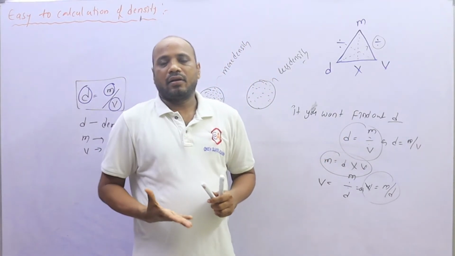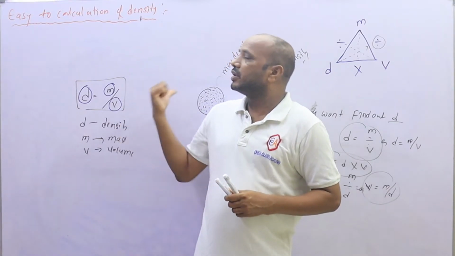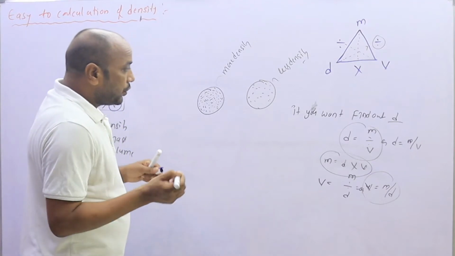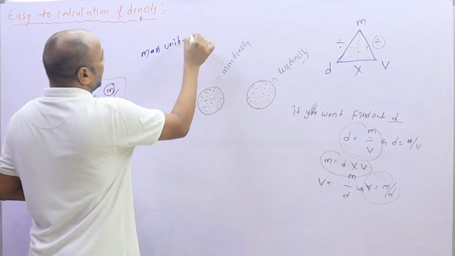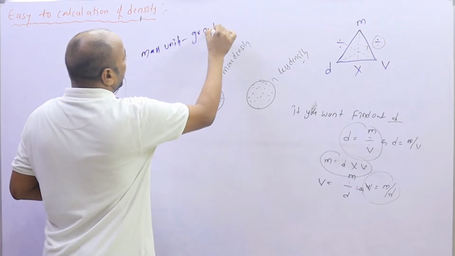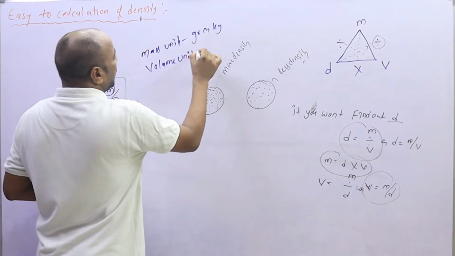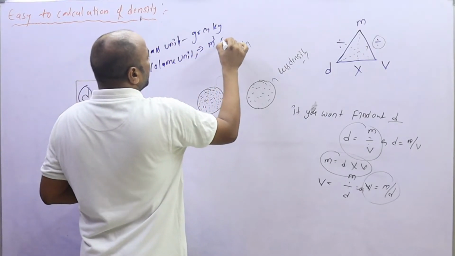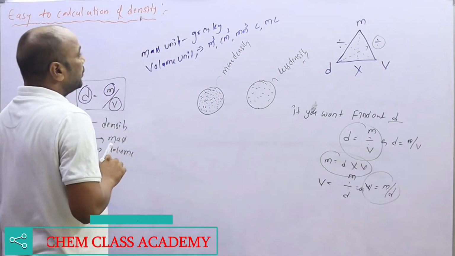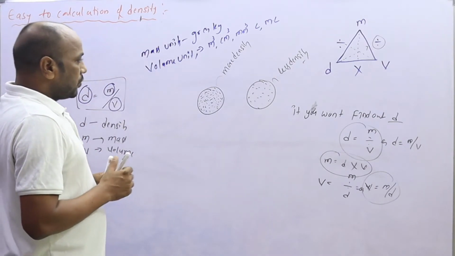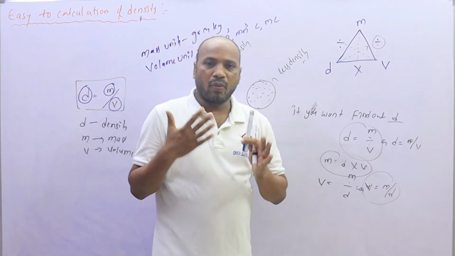Now you can solve some problems, with examples, and understand easily how to calculate density. The units of mass are grams or kg, and the units of volume are meter cube, centimeter cube, millimeter cube, liters and milliliters. Now let us solve some problems so you can easily understand how to find density, mass and volume.